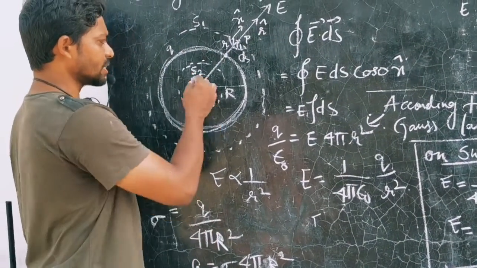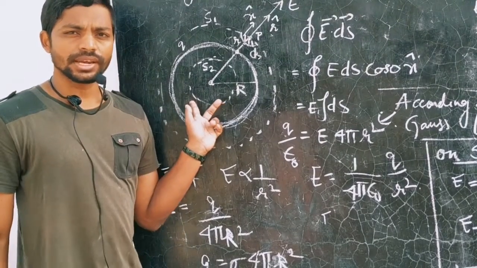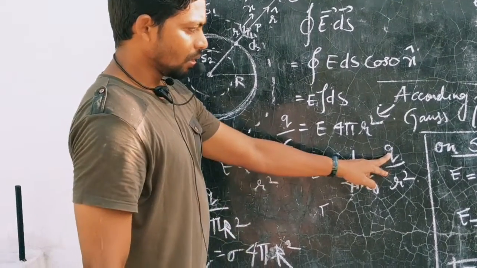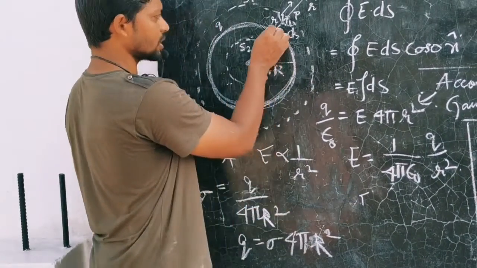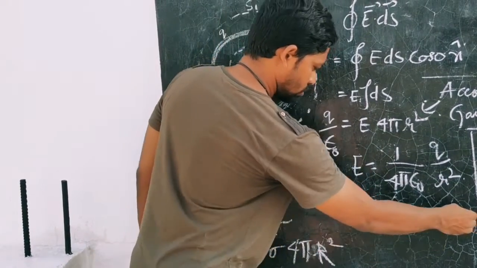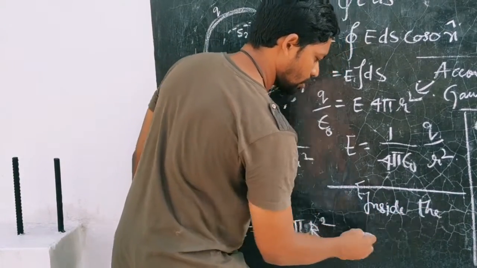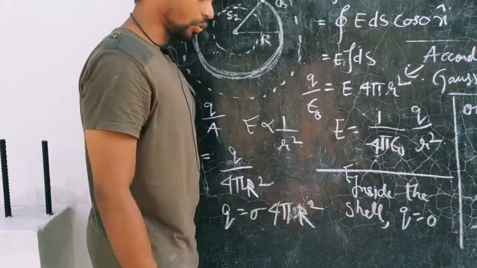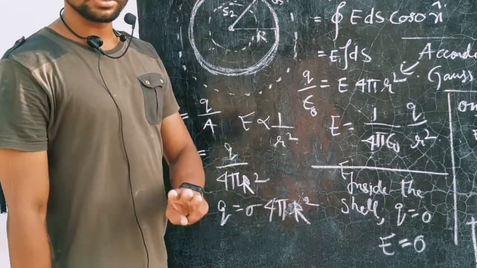What about the electric field intensity inside the sphere? Let us say we take a point somewhere here. Inside it will be 0 because there is no charge enclosed inside. The charge is on the surface, inside there is no charge. So inside the shell, Q is 0. If Q is 0, in that case E also will be 0. So we learned 3 cases here.